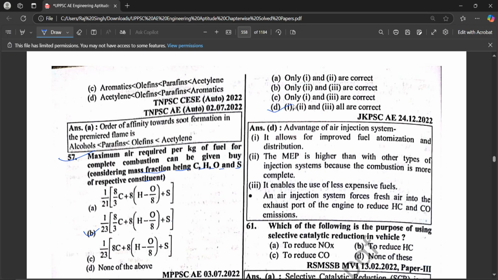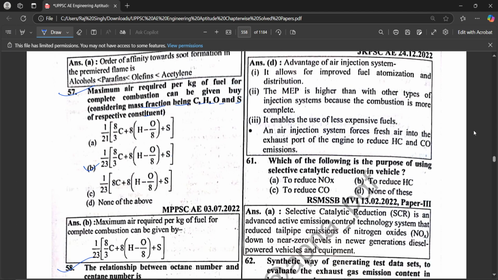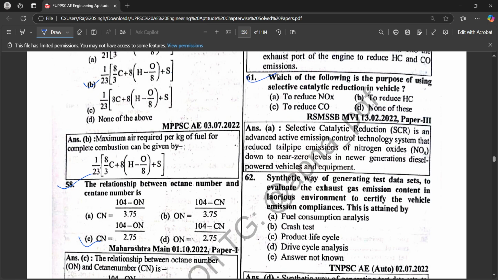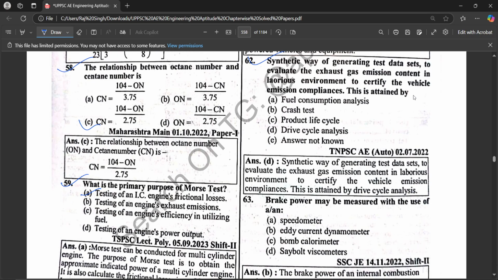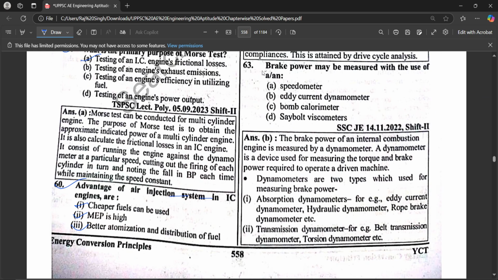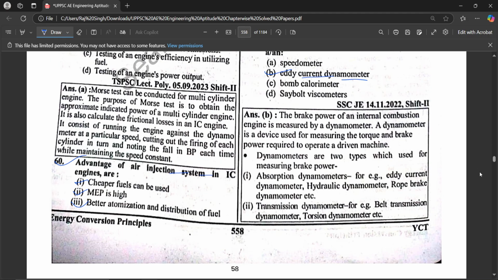Hence, all the statements are correct. Which of the following is the purpose of using selective catalytic reduction in a vehicle to reduce nitrogen oxide? Synthetic way of generating test data set to evaluate the exhaust gas emission content in various environments to clarify the vehicle emission compliance. This is attained by, which is answer not given. Brake power may be measured with the use of an eddy current dynamometer.